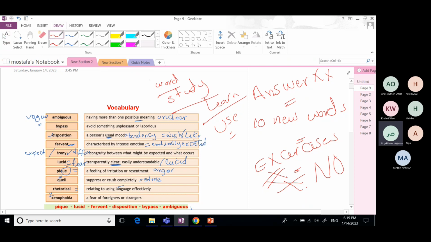If you don't understand the meaning, ask. Okay? I recommend everybody to use a dictionary. So please, please, when you read, especially, your dictionary must be your friend.